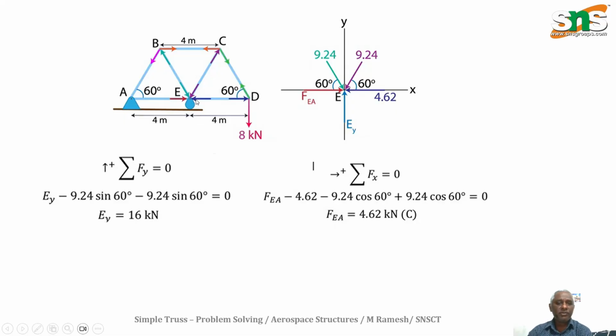Now I am going to move to the support reaction. Here at E there is the vertical support reaction, and EC as well as EB, ED and EA, so totally 5 forces. But out of the 5, 3 are known values and only 2 are unknown, so you can use the two static equilibrium equations to find the values. The support reaction at E is equal to 16 kilonewton, and the unknown force FEA is equal to 4.62, which is compressive.